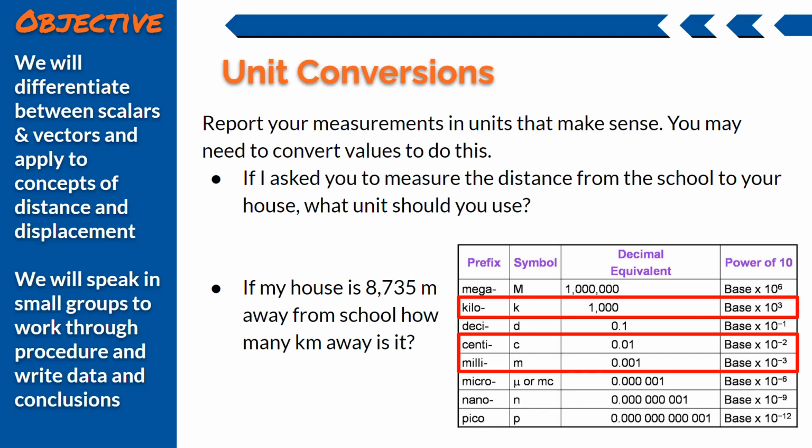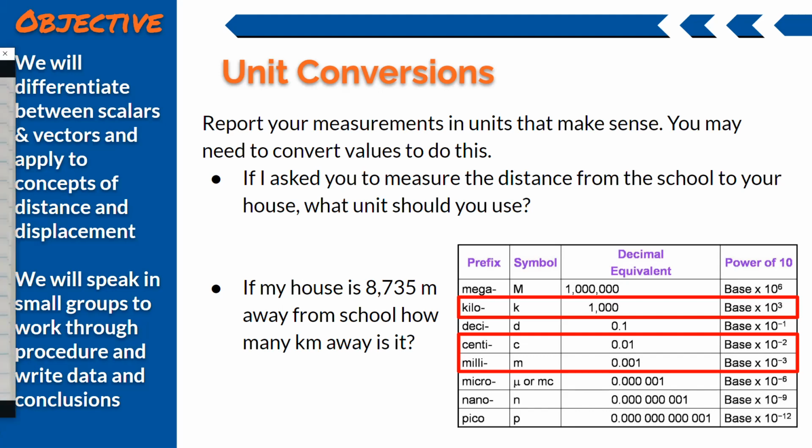Here's an example. If my house is 8,735 meters away from school, how many kilometers away is it? So this is an example of when you might have to actually do a conversion. 8,735 meters, we're going to convert that to kilometers. And if you took chemistry, maybe you already saw that on my board up there, then you already know that we're going to use a process called dimensional analysis. If you haven't taken it yet, I would definitely copy some of these examples down so that you can look back at them, because again, your assignment's going to ask you to do this as well.